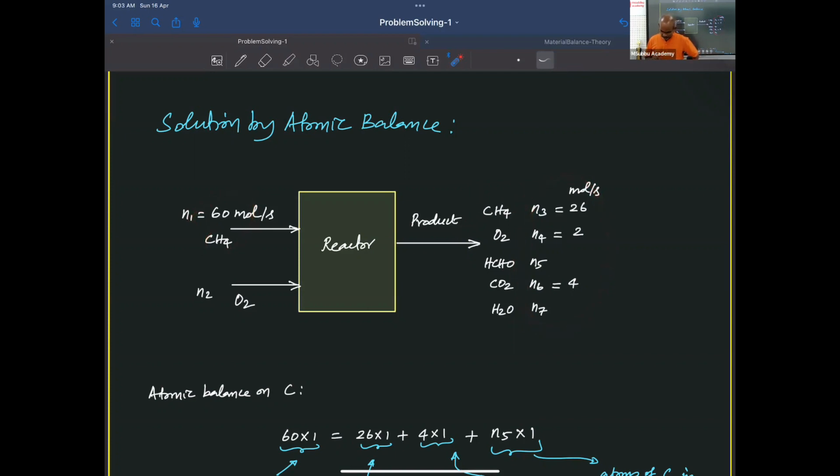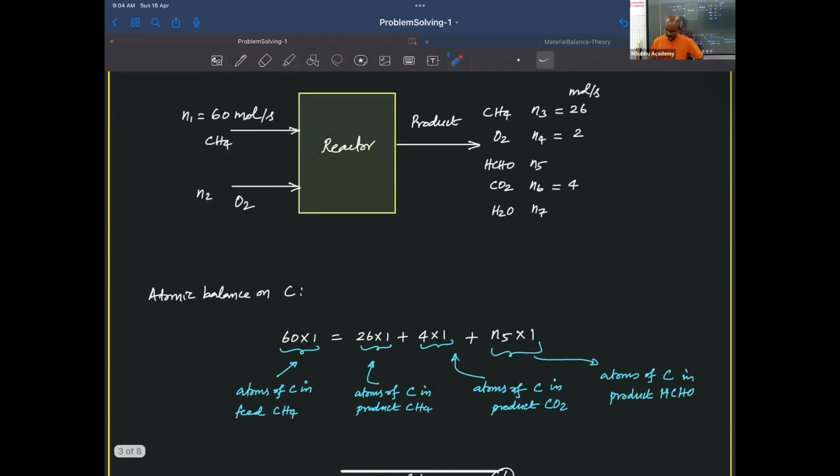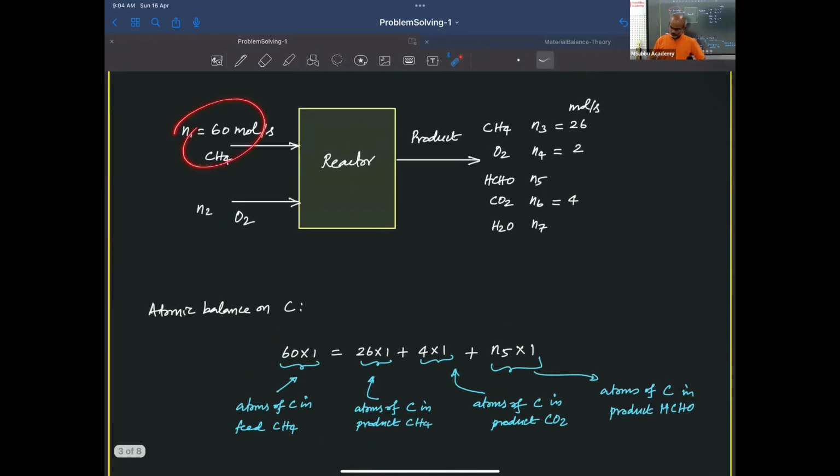So what is the atomic balance on C? How many atoms enter with 60 moles of CH4? 1 mole of CH4 has 1 atom of C. Correct? It is simply 1 atom of C. So 60 moles of CH4 is entering, so 60 atoms of C is entering. This is the atoms of C entering with CH4.